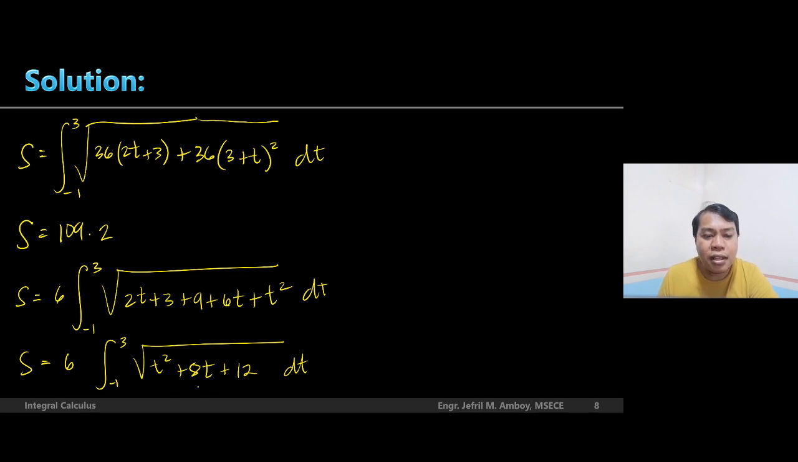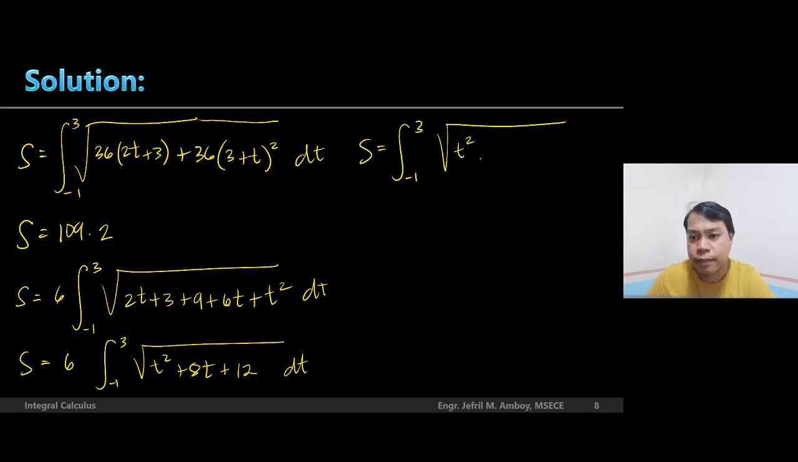Now, paano natin ito i-integrate? Pwede ka mag-completing the square dyan. Mag-completing the square tayo. S equals the integral from -1 to 3 of the square root of t squared plus 8t plus, anong pang complete? Kalahati ng 8, 4 squared, 16. However, this is just 12. So, para ma-compensate natin yung changes, kasi naging 16 to, ito naman 12, mag-minus tayo dito ng 4. And then, dt.